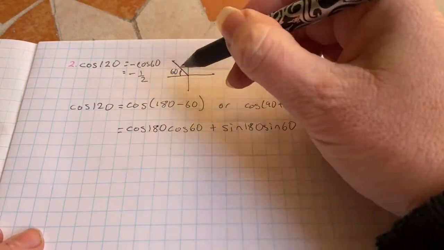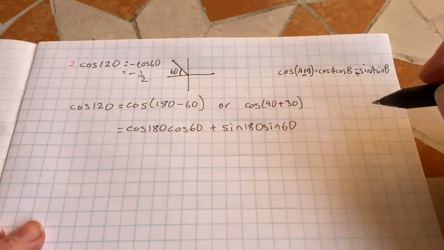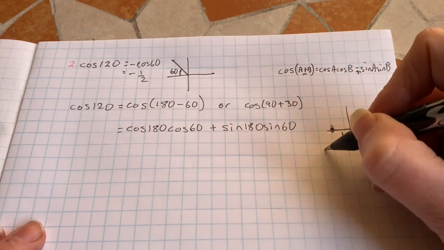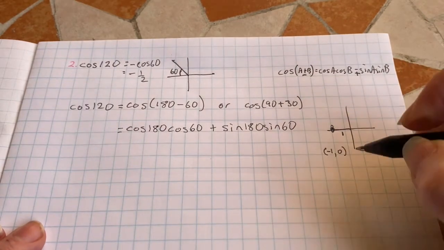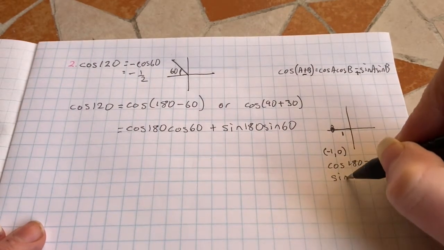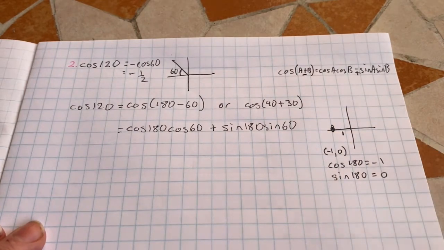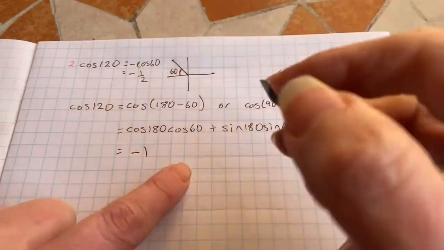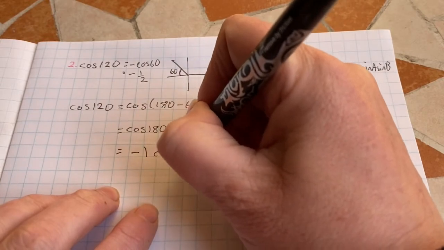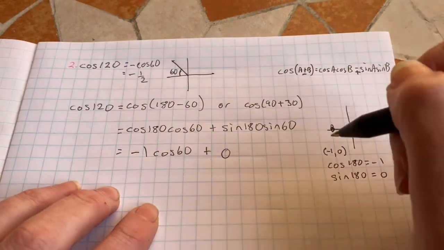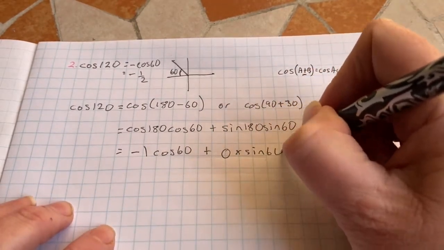Now cos 180 and sine 180, you can literally just do them in your calculator, or you can think up here over here and think about the x and y coordinates. So if you're right over here at 180 degrees, then the coordinates of that point are negative 1, 0. So therefore cos 180 equals negative 1, sine of 180 is equal to 0. So remember, cos is your x and sine is your y because of that adjacent and opposite. So cos 180 is negative 1 times cos 60. Sine 180 is 0. So I'm just going to leave that as 0. Let's write times sine 60, but obviously that'll disappear.